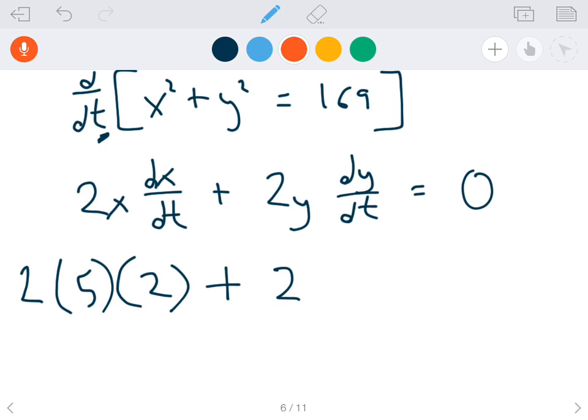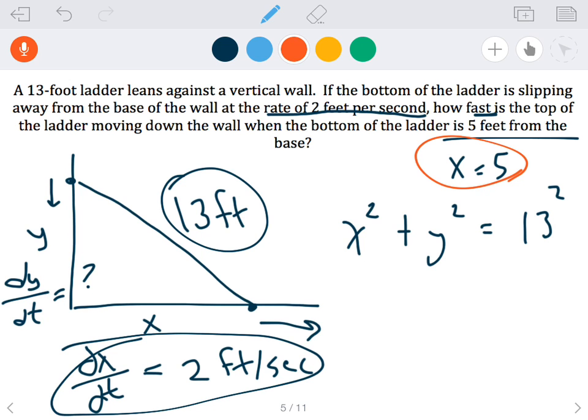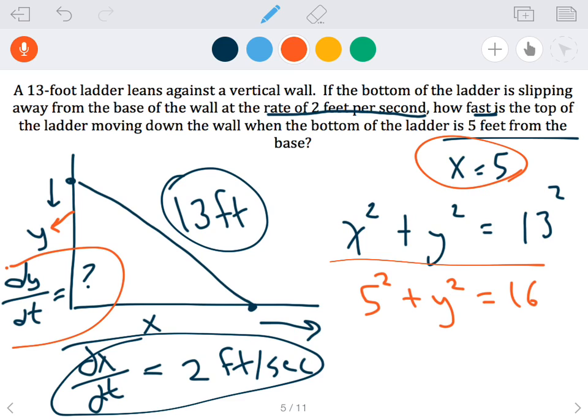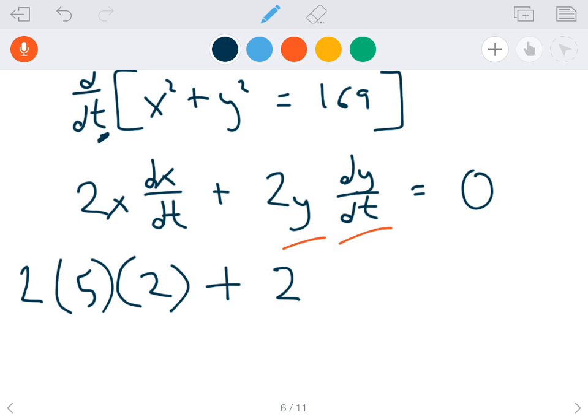I have a y and I have dy dt, that's two variables. I'm looking for dy dt, so I need to plug in a number for y. How am I going to get it? I'm going to use my formula. I've got a formula here for finding y. I know what x is. x is 5, plus y squared equals 169. 169 minus 25 is 144. Take the square root, and y is 12. So I got around that issue. So y is 12. I'm looking for dy dt, and now I have a nice equation to do so.